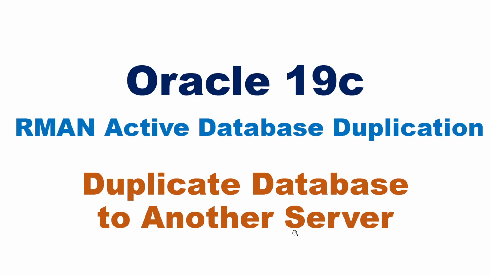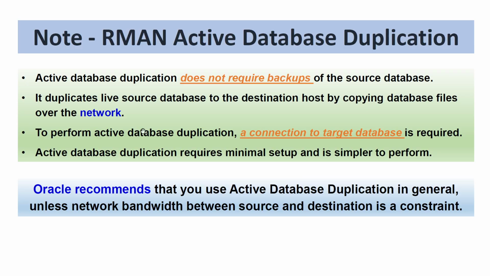Hello all, in this tutorial we will learn how to perform RMAN active database duplication, and we will duplicate a database to another server. Active database duplication does not require backups of the source database. It duplicates the live source database to the destination host by copying database files over the network. To perform active database duplication, a connection to the target database is required.